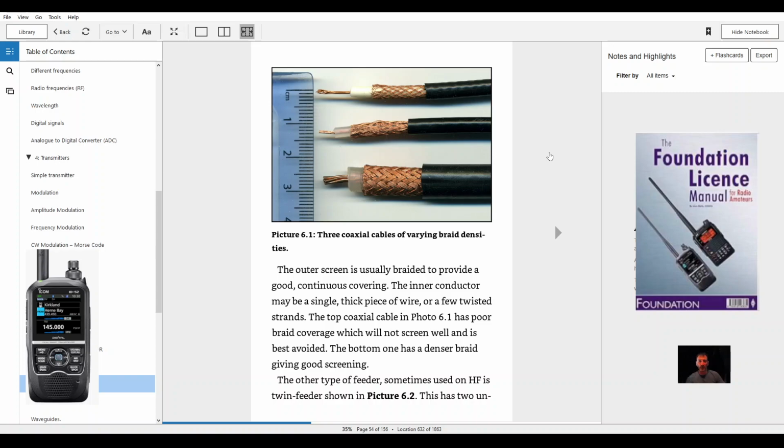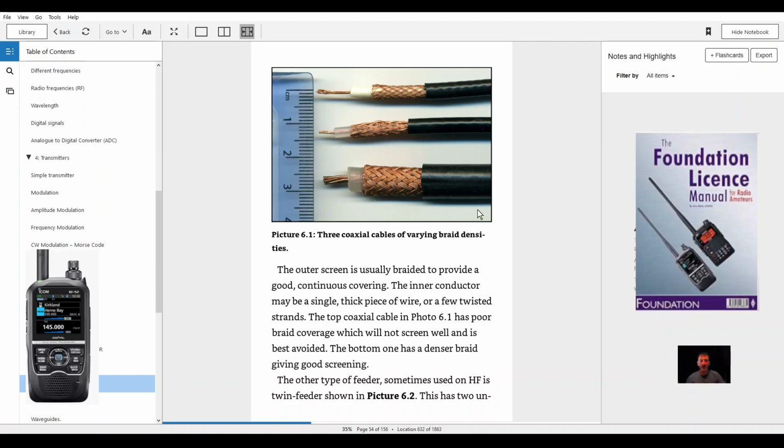Picture 6.13, coaxial cables of varying braid densities. The outer screen is usually braided to provide a good continuous covering. The inner conductor may be a single thick piece of wire or a few twisted strands. The top coaxial cable in the photo has poor braided coverage which will not screen well and is best avoided. The bottom one has a denser braid, giving good screening.